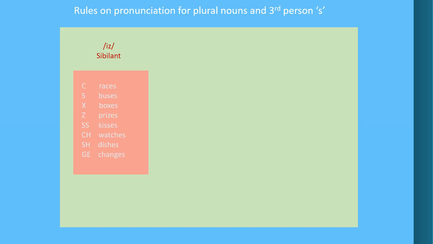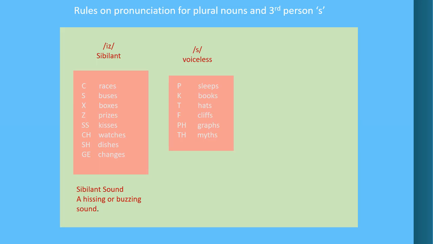Okay, so basically a sibilant sound is a hissing or buzzing sound. And we're going to have a look at that later. So the next one is the S sound, which is voiceless. Let's have a look at some examples. We've got the word sleeps. After a P, when you have an S, it's almost voiceless, sleeps. And books after K, hats, cliffs, graphs, myths.